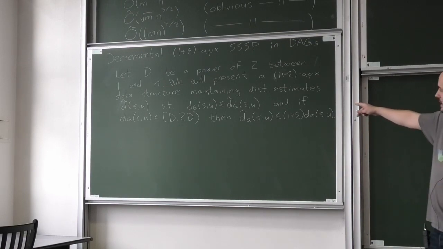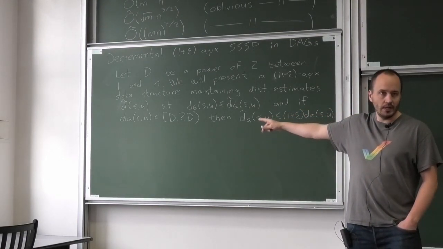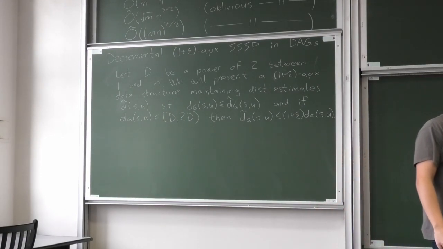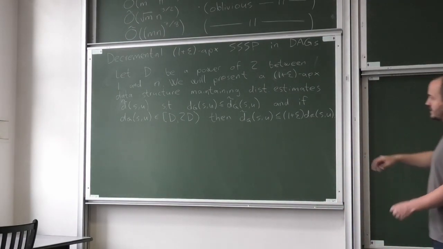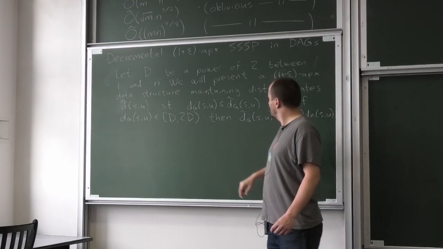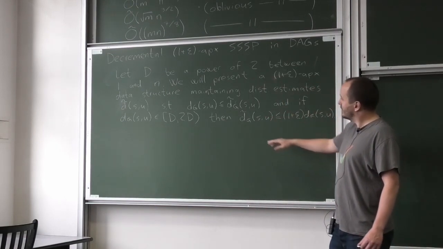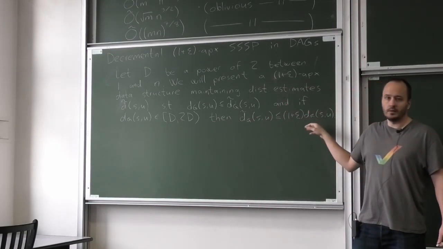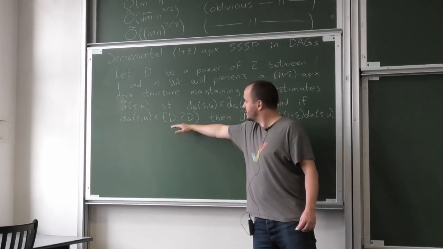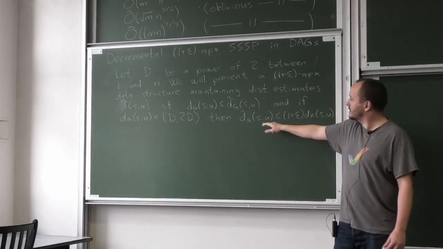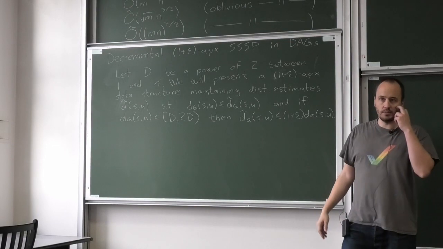So you would have a logarithmic number of structures, right, for each choice of D. Each of them will never underestimate the true distance. And they have this property as well, that if the true distance is in the right range, then the structure for that range gives a good estimate.